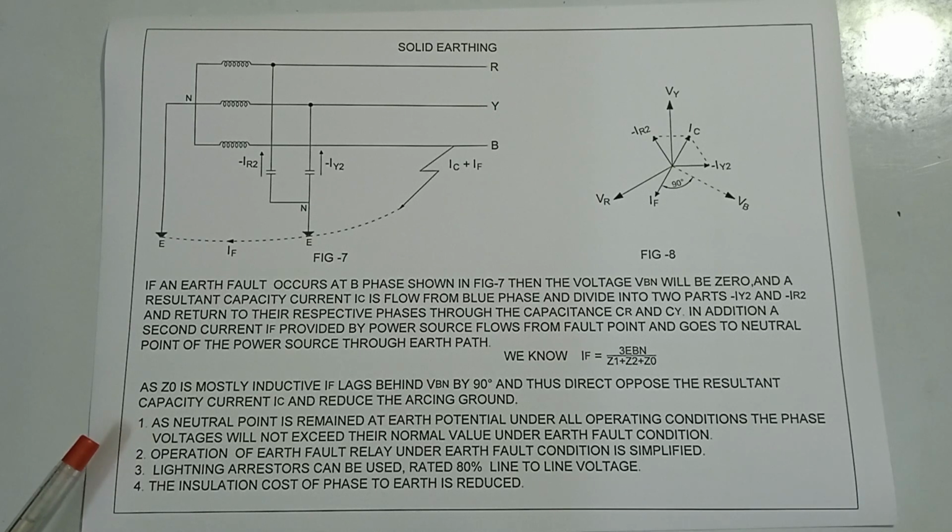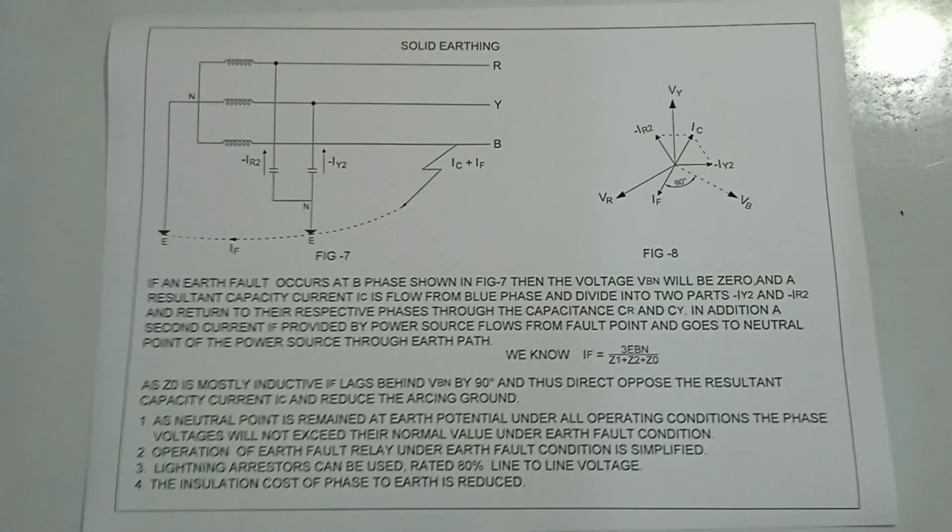The phase voltage will not exceed its normal value under earth fault condition. Operation of the earth fault relay under earth fault condition is simplified. Lightning arresters rated at 80% of line to line voltage can be used. The insulation cost of phase to earth is reduced. Okay, next.